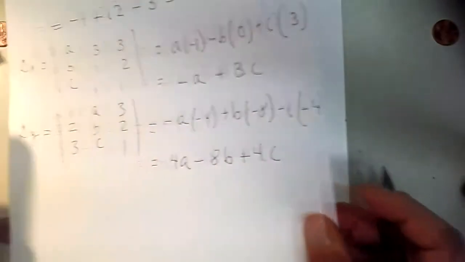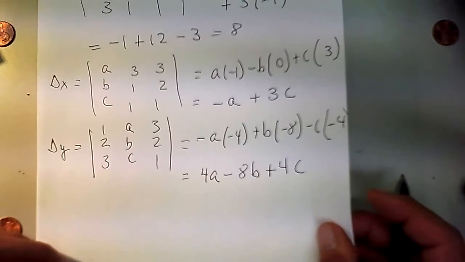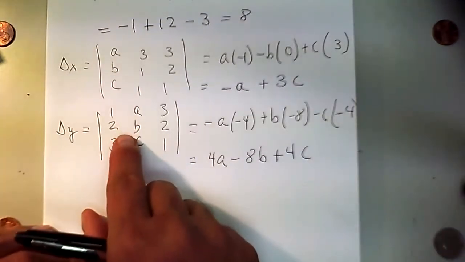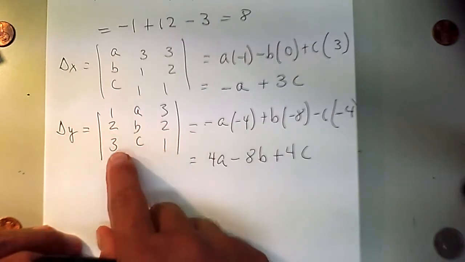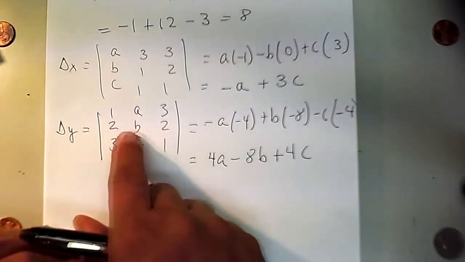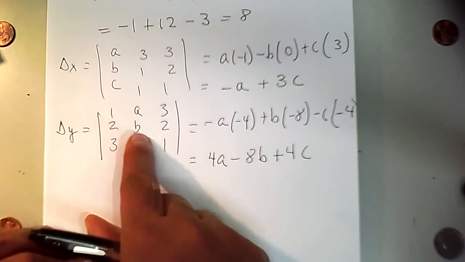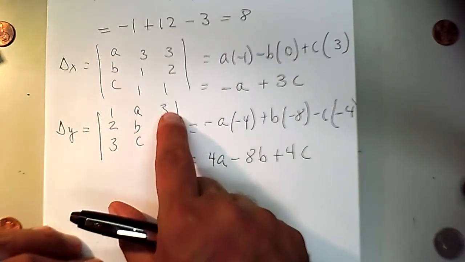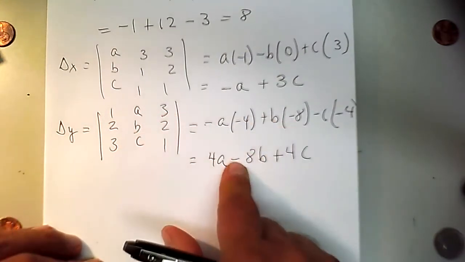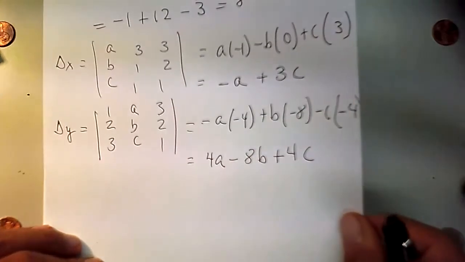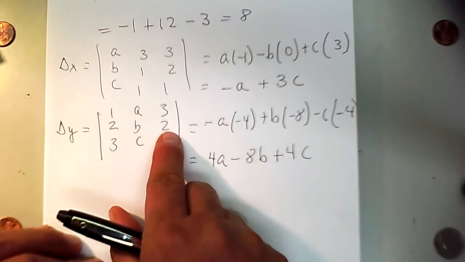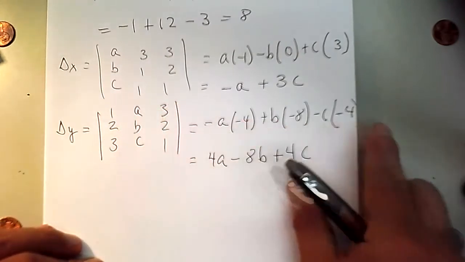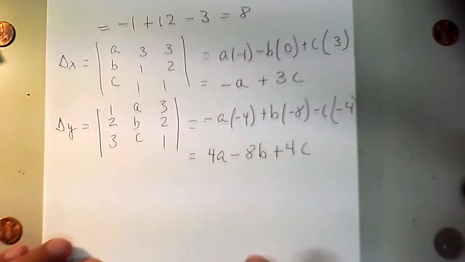Let me double check a few things real quick. Negative A, 2 minus 6, negative 4. B, 1 minus 9, negative 8. Yeah, I did put the negative 8. And then C, 2 minus 6, negative 4. It looks right. We're going to double check, of course.